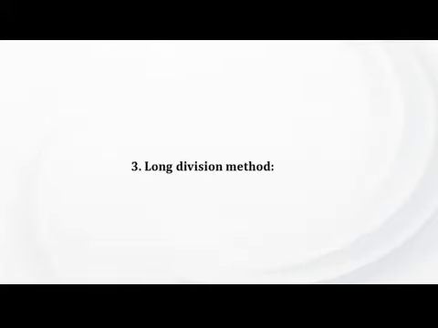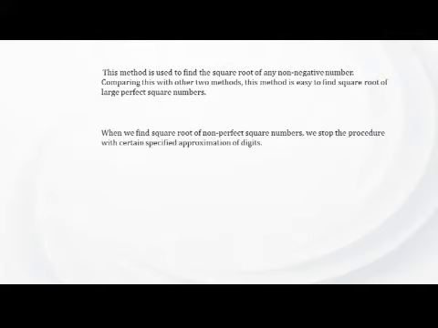The third one is the long division method. This method is used to find the square root of any non-negative number. Comparing this with the other two methods, this method is easy for finding the square root of large perfect square numbers. When we find the square root of non-perfect square numbers, we stop the procedure with a certain specified approximation of digits.